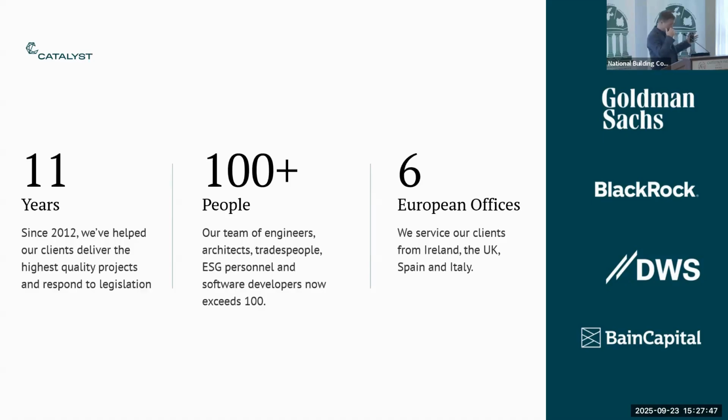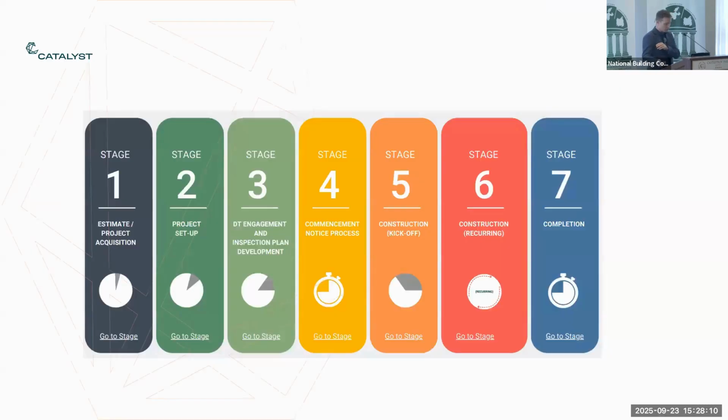So starting with our stage 3, which is effectively design team engagement and building the inspection plan. This is your first interaction with a design team. The design has been going on in the background. You're approaching completion of that. You're looking at lodging a commencement notice in the coming weeks and months. So the assigned certifier will get involved in this stage. And one of the first things we will do is audit the design information.